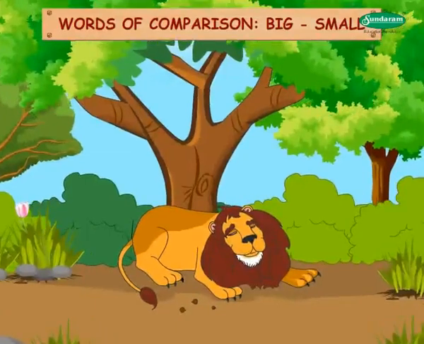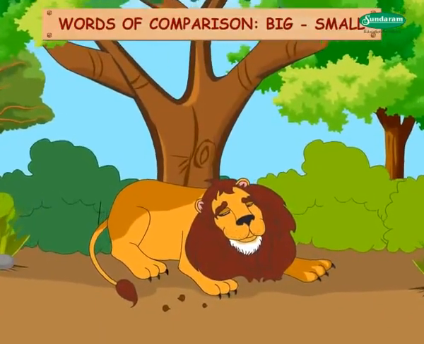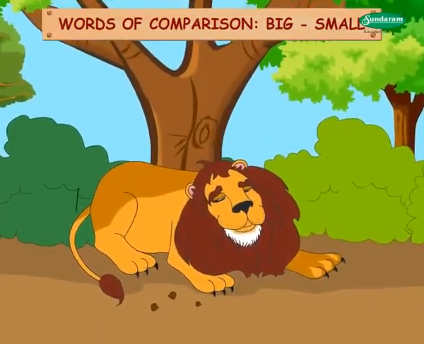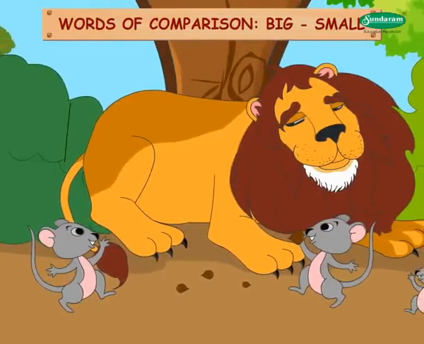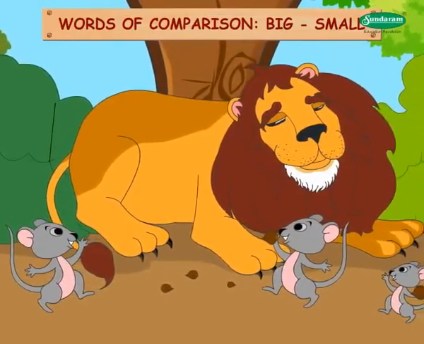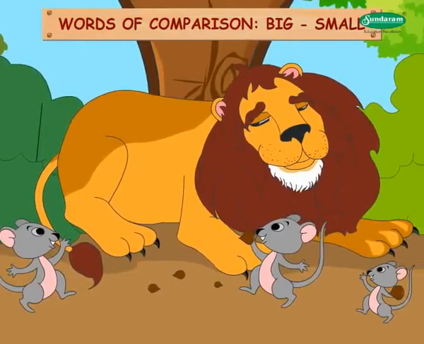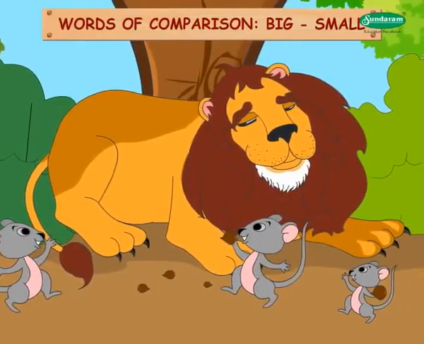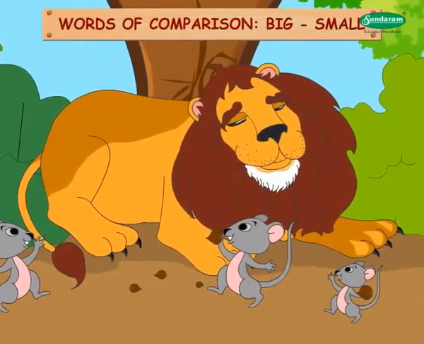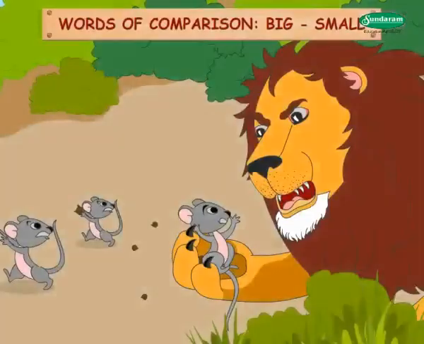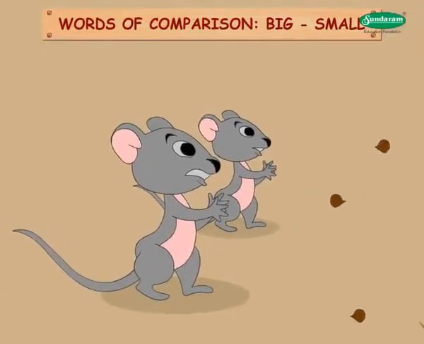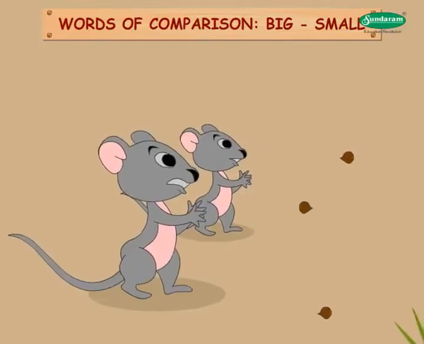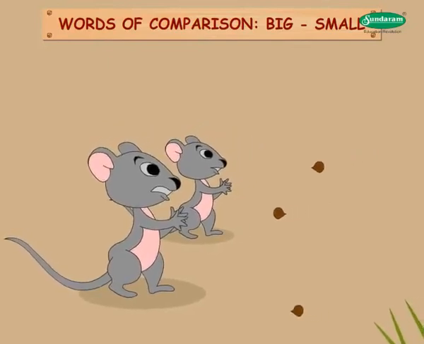Once, a big lion was having his afternoon nap under a big tree. Some small mice were playing nearby with some small nuts. They were passing it here, and the noise disturbed the big lion's sleep. The big lion caught one of the small mice and decided to eat it. All the small mice gathered around him and begged him to leave their brother.